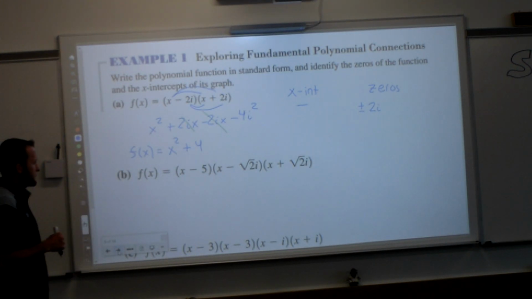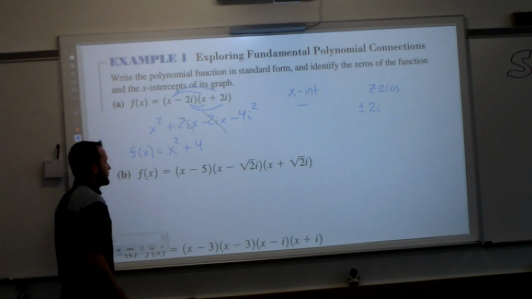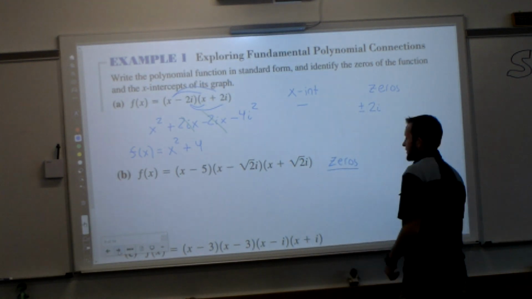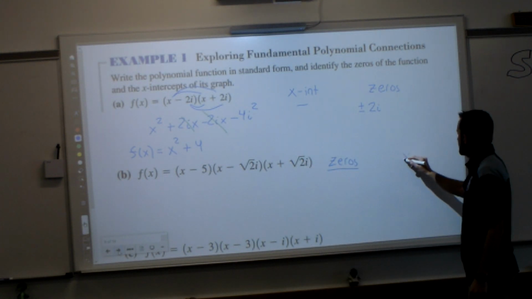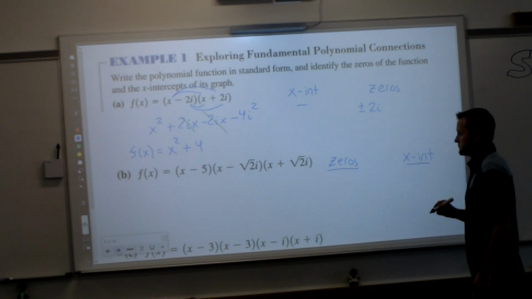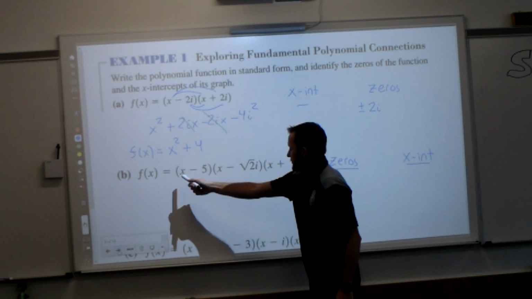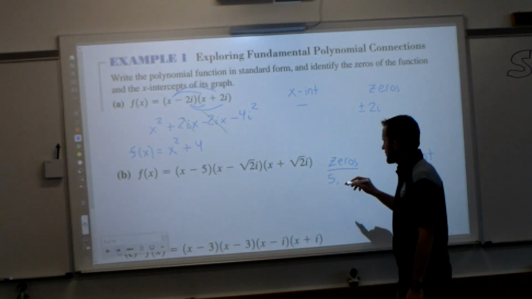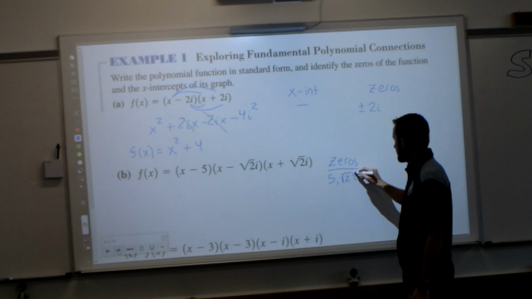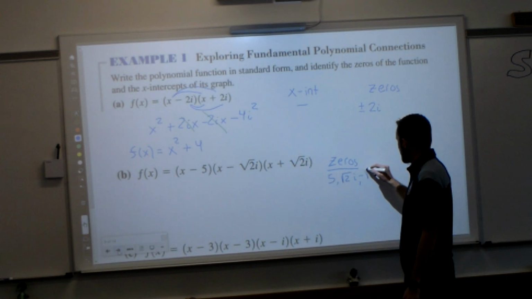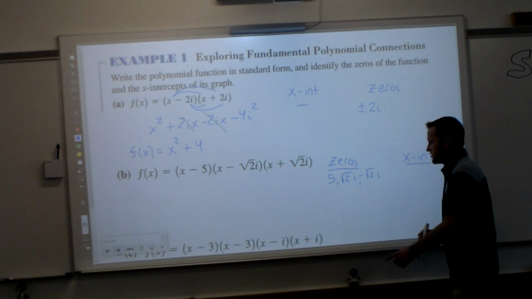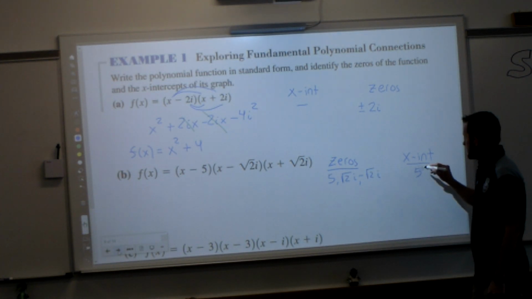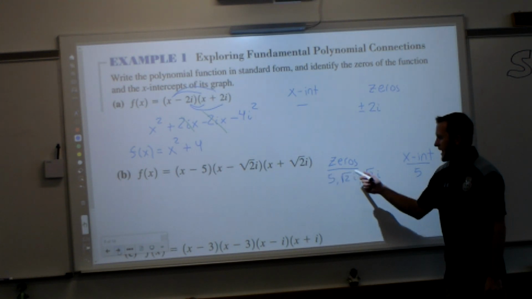Let's do one more, part B. Now we're going to do the same thing we did before. I'm going to make a column for my zeros, whatever will turn that into 0, and a column for my x-intercepts. What will turn this parenthesis into 0? What's the opposite? That would be 5. Here the opposite, what would turn it to 0, is this positive square root of 2i. And here that would be a negative square root of 2i. Since these are imaginary, they won't show up as x-intercepts. Only the 5 will. So this has one x-intercept, but it has 3 roots.